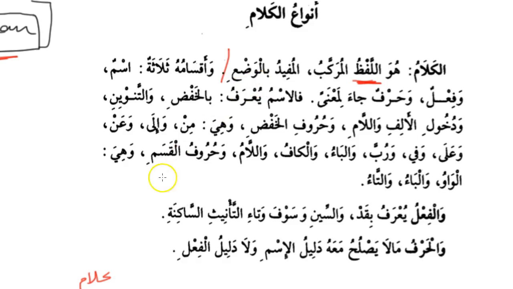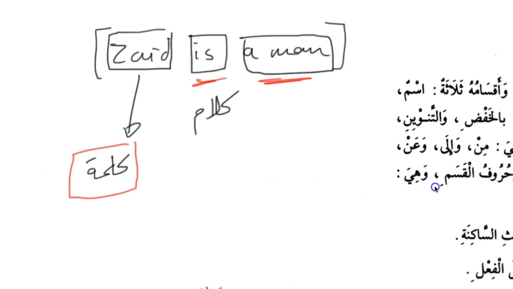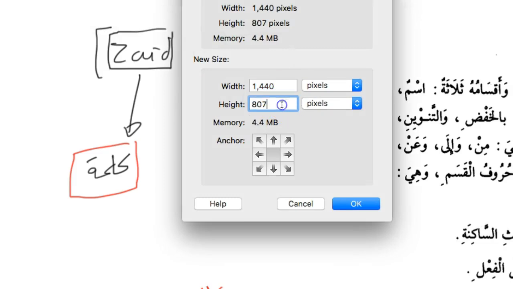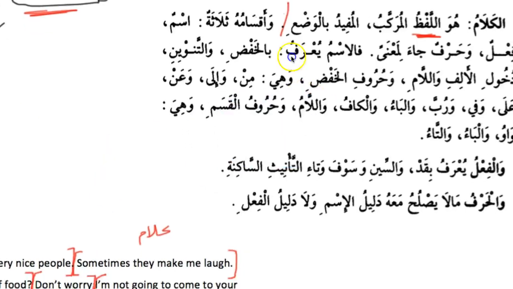Next. Now, you see these individual components in a sentence. Let me just make this screen a bit bigger so you can see more. When you have individual components in a sentence, these components, the kalima, are of three types. In Arabic, there are only three types of kalimas that you can get. You get something which is known as an ism.